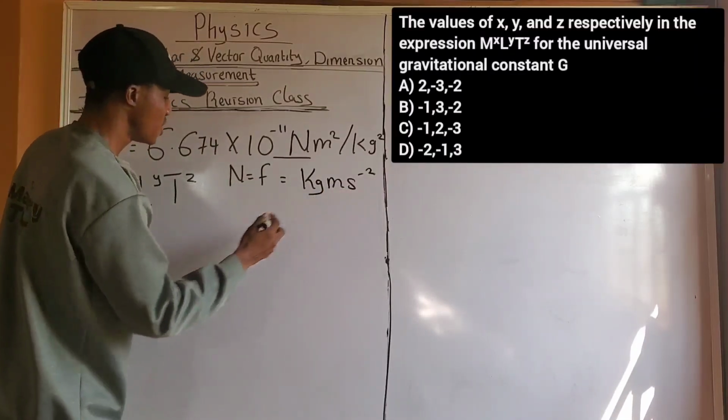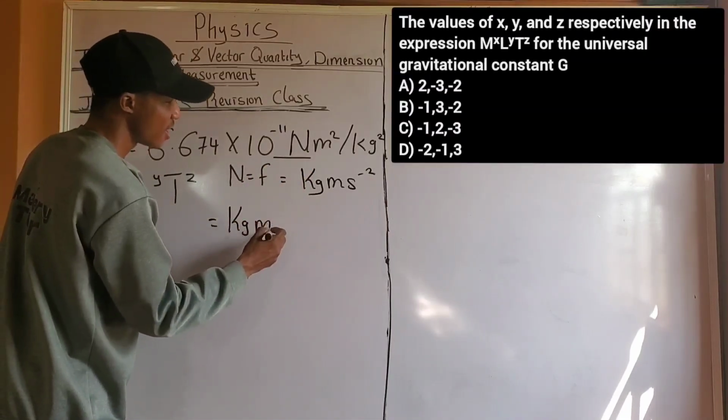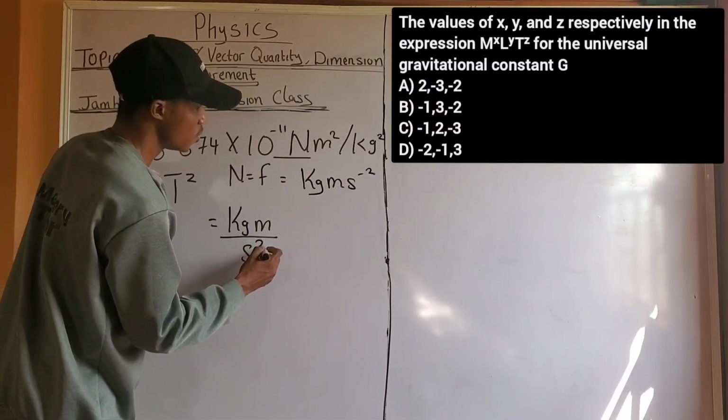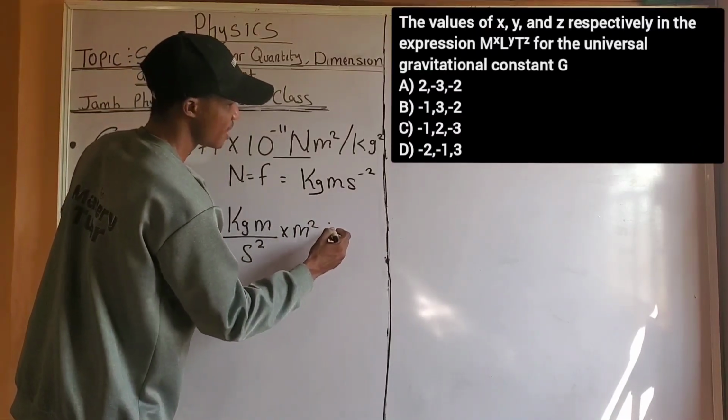Do you understand? So here I'm going to have, instead of Newton, kilogram meter all over s raised to the power of 2 multiplied by m squared times m squared divided by kilogram squared.